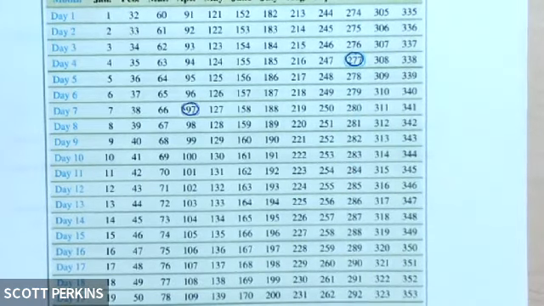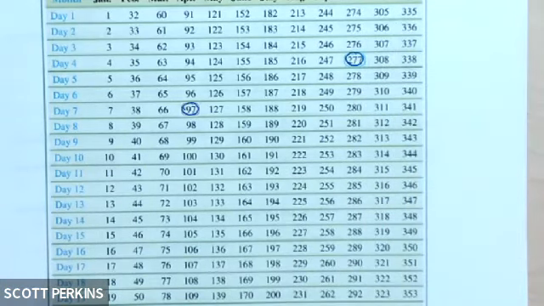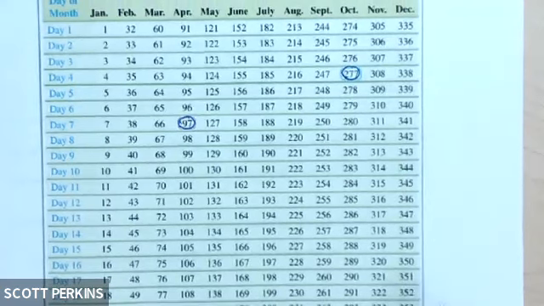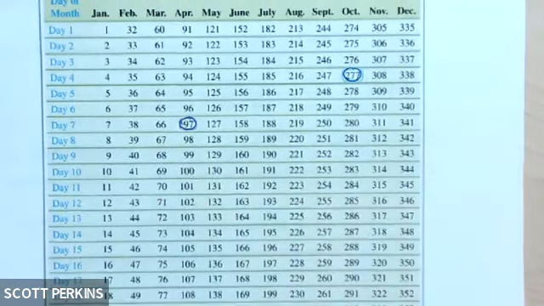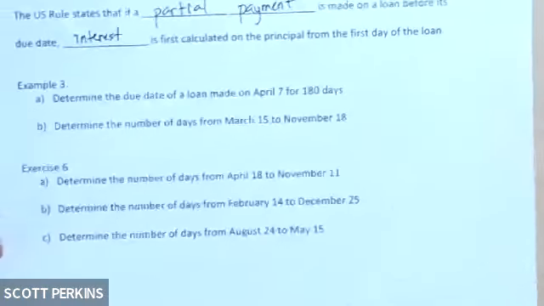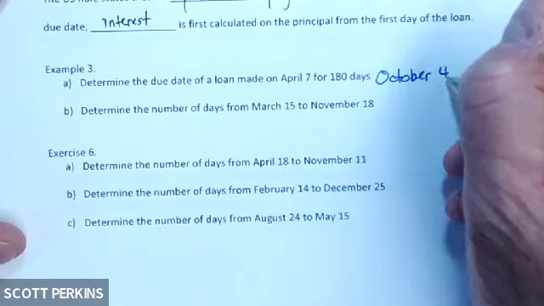No, I'm sorry. It's October 4th. I'm reading the chart wrong. I'm having quite a day today. Sorry, it's October, and then over here on the left, 4th. Okay, so that is the answer to that problem, October 4th.